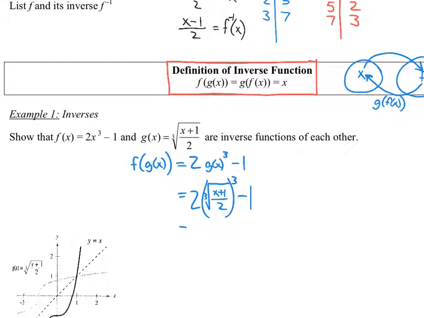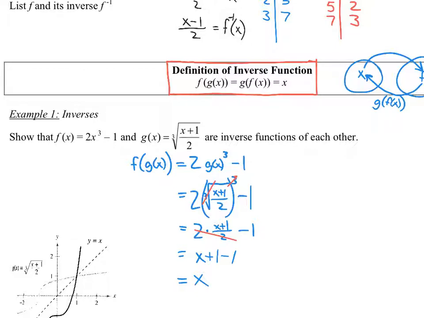We should get x. So let's see the work. First of all, the cube will undo the cube root. So I have 2 times (x plus 1) over 2 minus 1. Well, now the 2's cancel out. And I have x plus 1 minus 1, which equals x. So, the first part works.